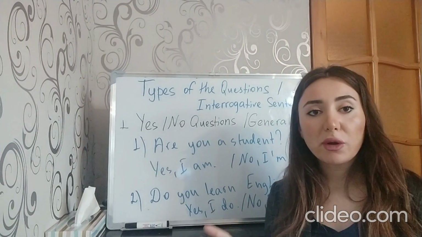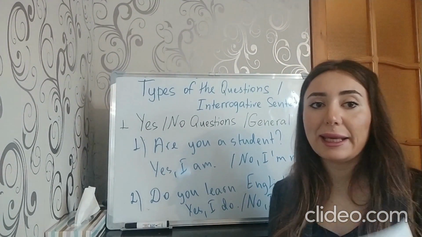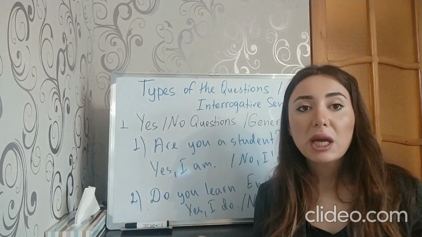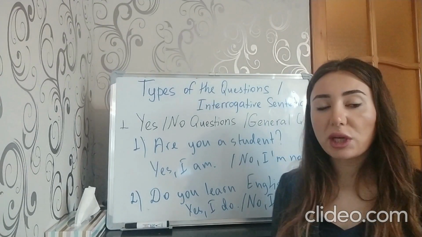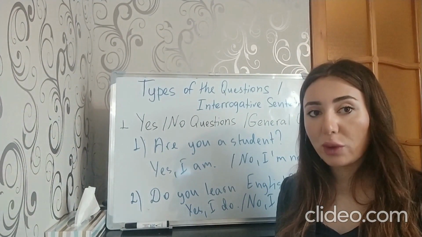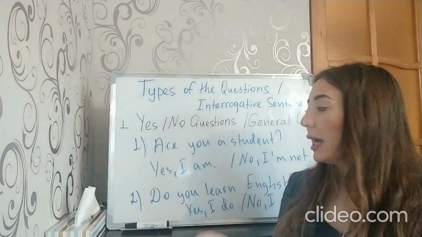As you see from both of the examples, general questions do not contain any question words, and we directly start the sentence with the auxiliary verb. So the conclusion for general questions is that we do not use any question words, and we directly start our sentence with the auxiliary verb.